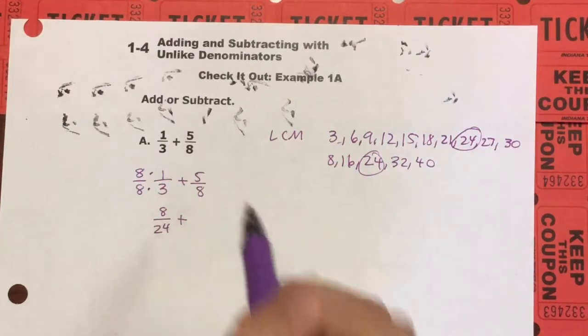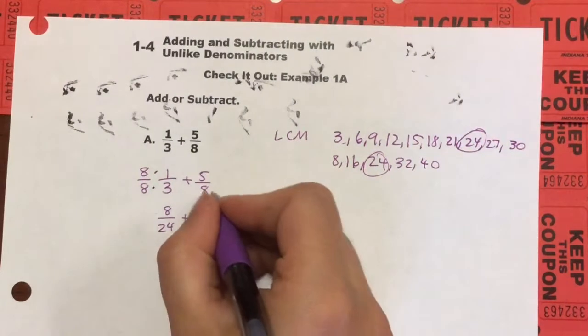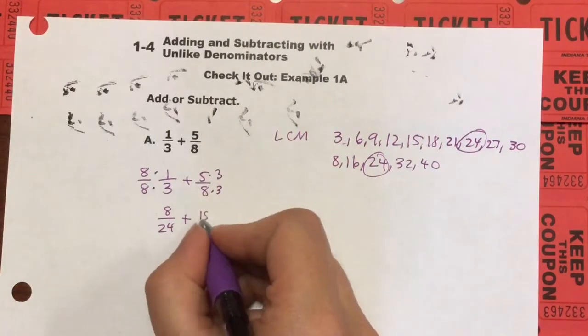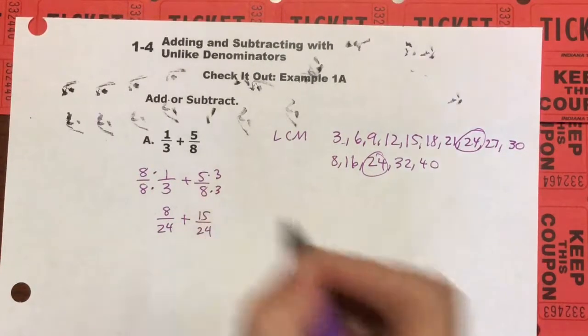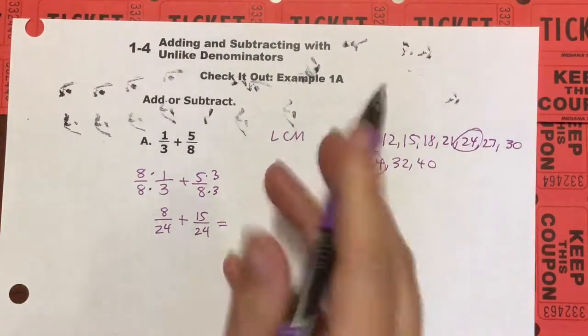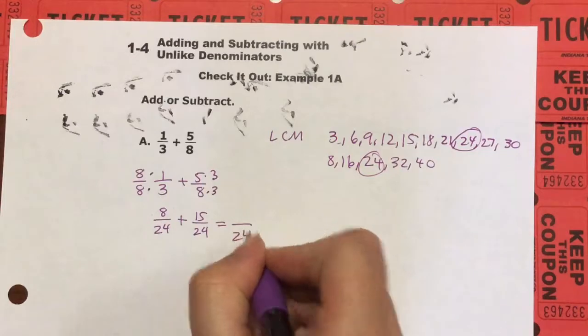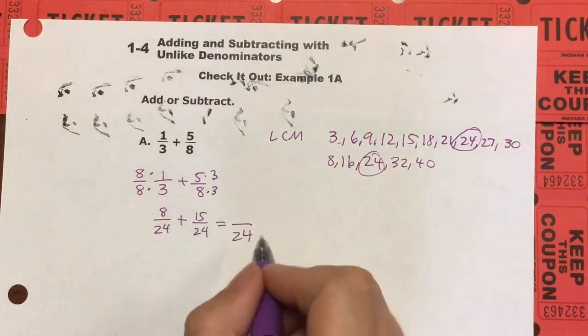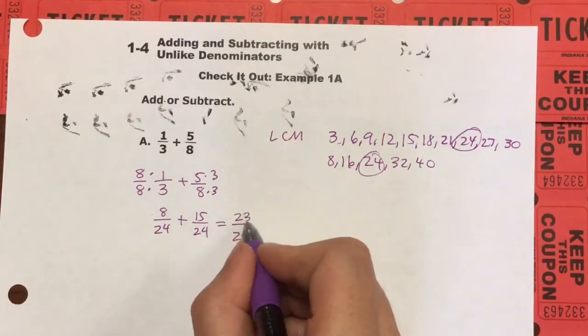And we need to make this 8 into a 24. How do we do that? Multiply it by 3 to the bottom and the top. We get 15 over 24. Okay, we're ready to add away. So we keep the common denominator, and then we just add the numbers on top. 8 plus 15, which is, what, 23?